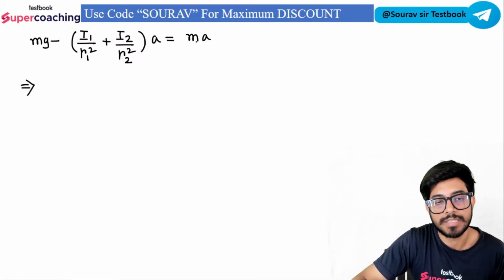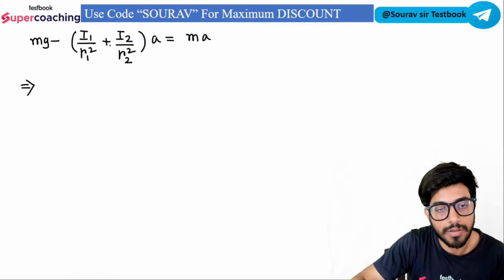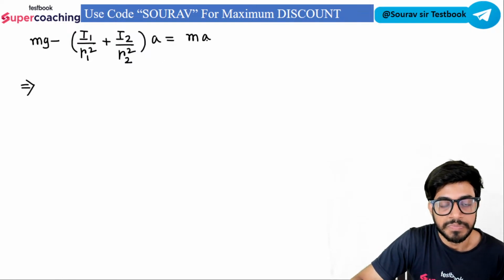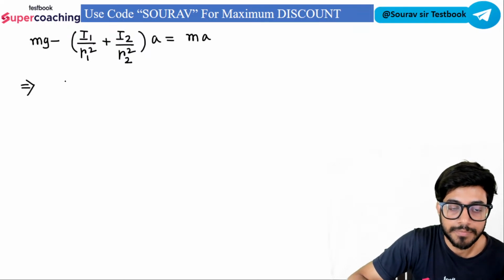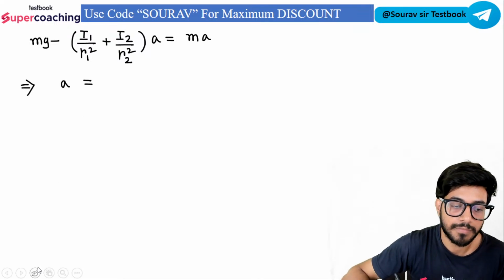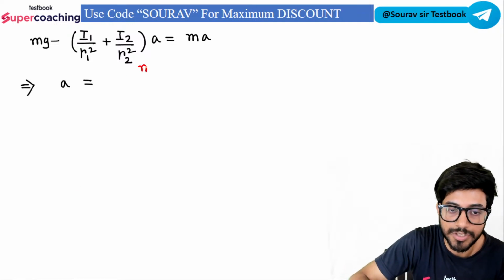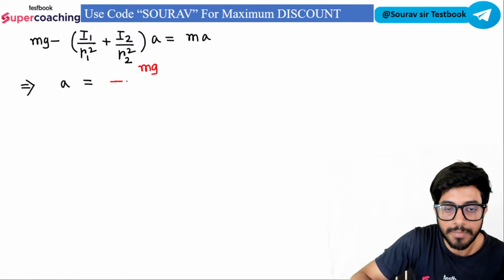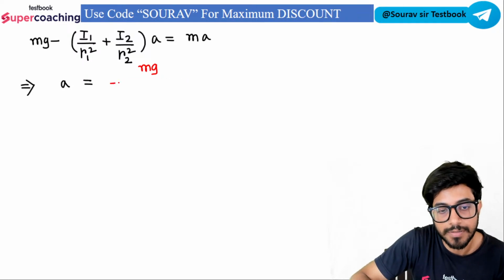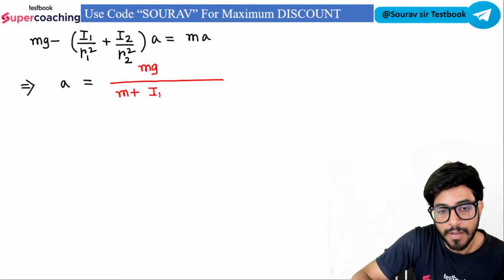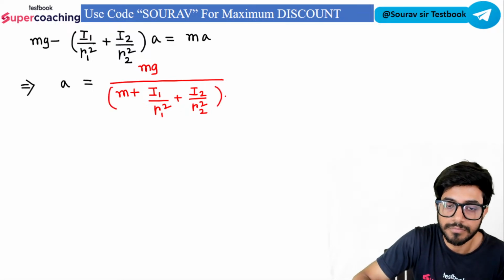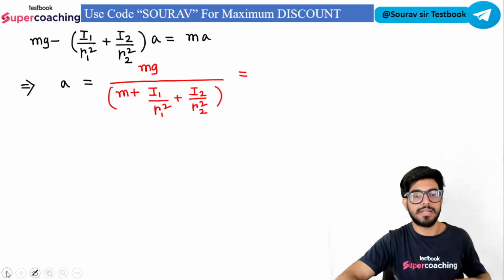Therefore, the value of acceleration you are getting from here is mg divided by m plus I1 by R1 square plus I2 by R2 square. That's all you're getting. This is the acceleration. Can you put the values and get the answer now?